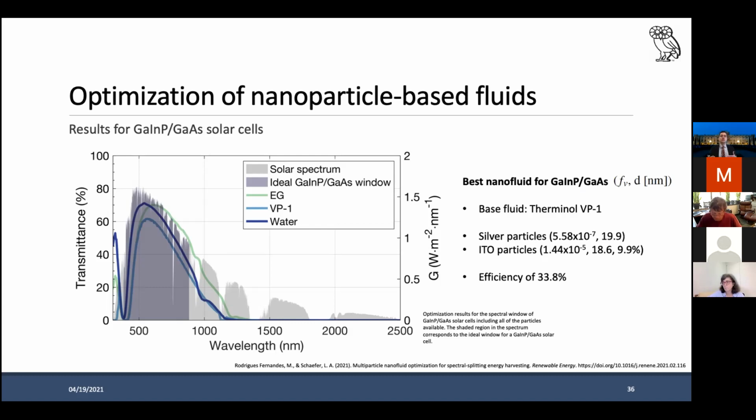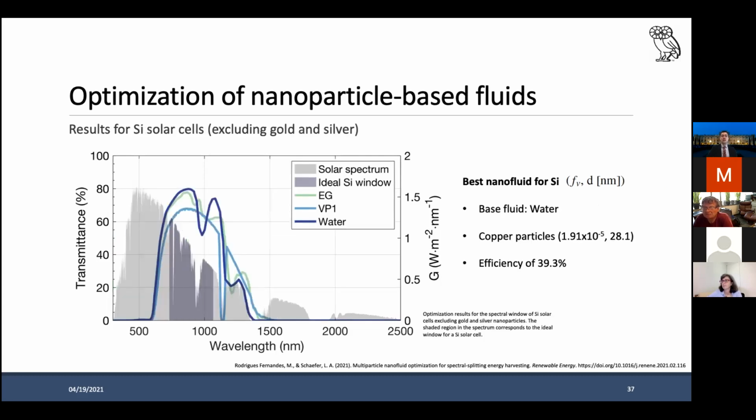The best nanofluid for the two-junction cell was based on Therminol VP1 and had a maximum efficiency close to 34%. And Therminol VP1 was selected as an optimal fluid because it has a sharp UV absorption below 350 nanometers. Last, we also explored a nanofluid solution for silicon that excluded gold and silver nanoparticles with the goal of achieving a cheaper filter. A copper and water nanofluid was selected in this case, having a maximum efficiency of 39.3%, which is close to the efficiency when it contains gold, which was 39.7%.